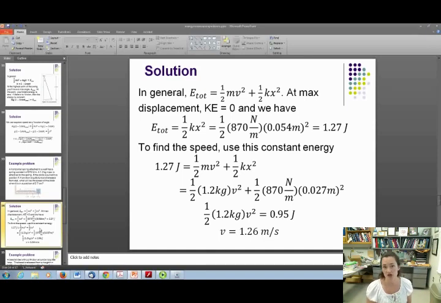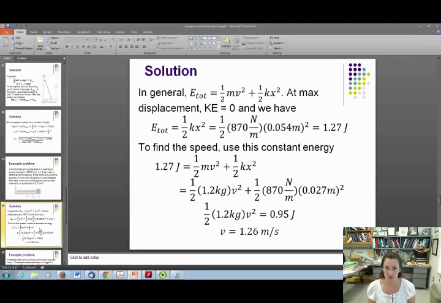So at time t equals 0, when I start the clock at its maximum displacement, my total energy is equal to my spring potential energy at that maximum displacement, 1/2 kx squared, which is 1/2 times 870 newtons per meter times 0.054 meters squared. If I solve for that, then I know that the total mechanical energy that my system has is 1.27 joules. Ignoring friction or dissipative forces, it keeps that same amount of energy for the rest of the time. So now I can set that 1.27 joules, my energy E1, equal to the energy at some later time, right?